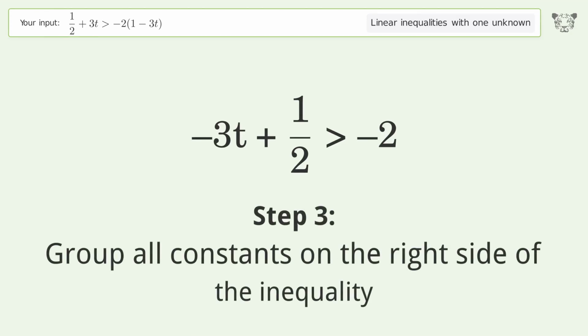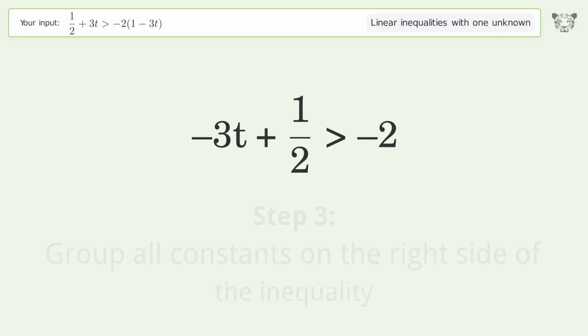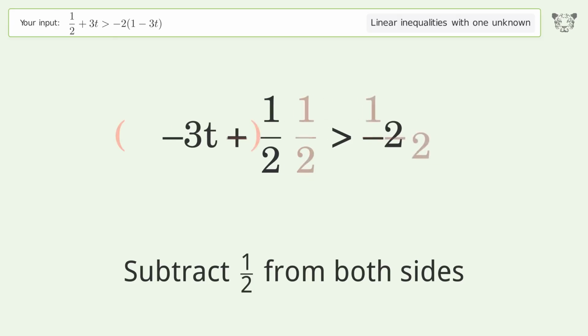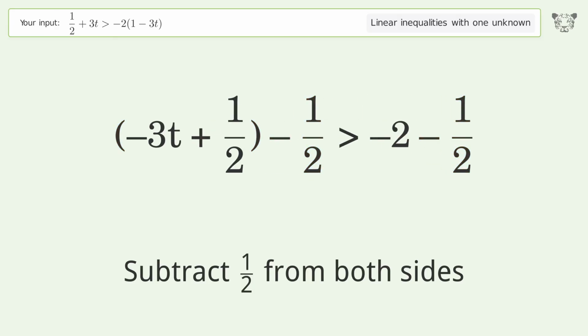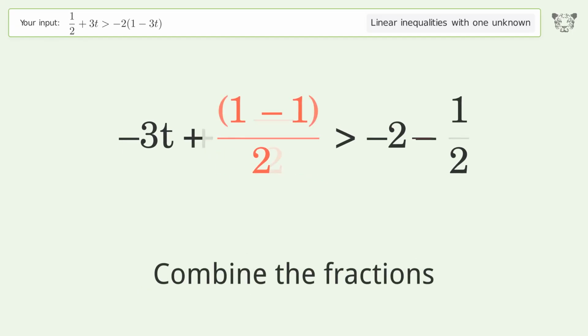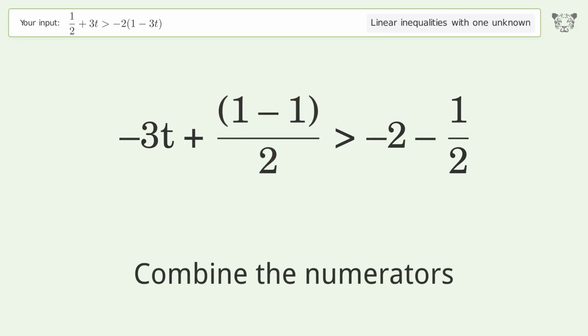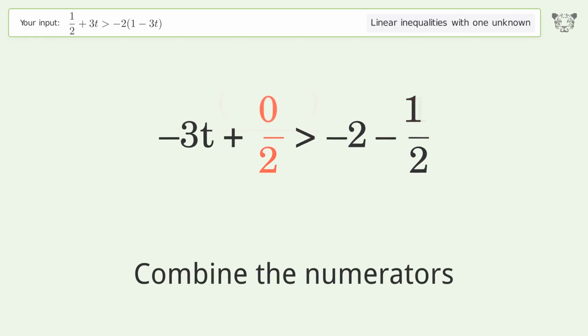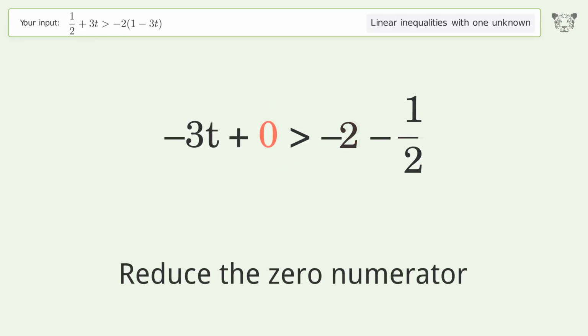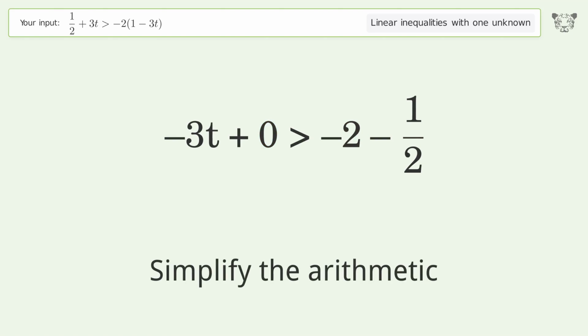Group all constants on the right side of the inequality. Subtract 1/2 from both sides. Combine the fractions. Combine the numerators. Reduce the zero numerator. Simplify the arithmetic.